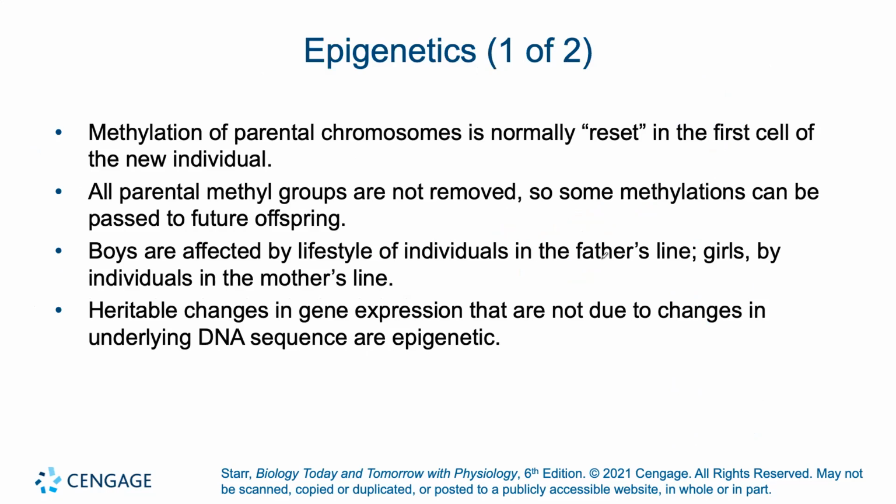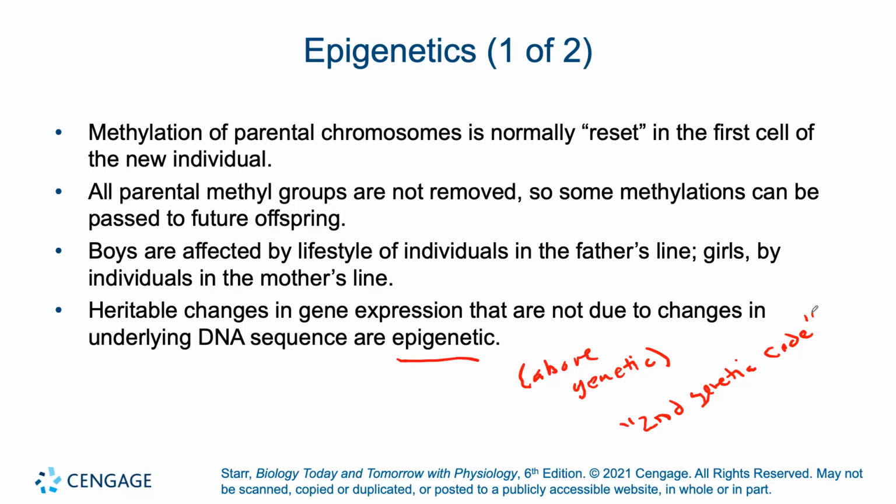Boys are affected by the lifestyle of individuals in the father's line, girls by individuals in the mother's line. Okay. Heritable changes in gene expression that are not due to changes in underlying DNA sequence are what are called epigenetic. Okay. Epi meaning above, genetic. So this is sort of like a second genetic code. Okay. The methylation pattern can determine which genes are used and which aren't. All right. That has an effect on the expression of those genes, and that results in a change in the way the organism develops.